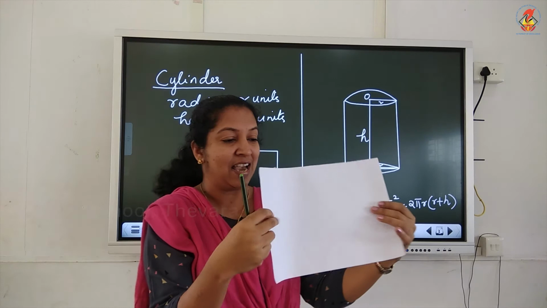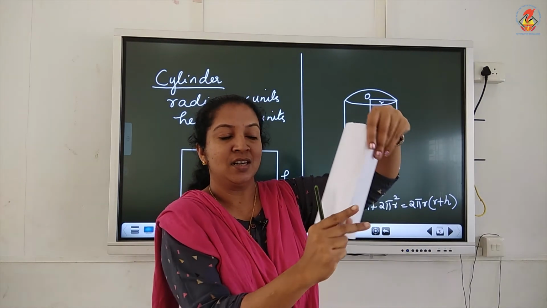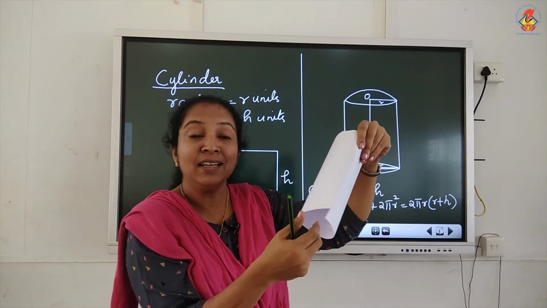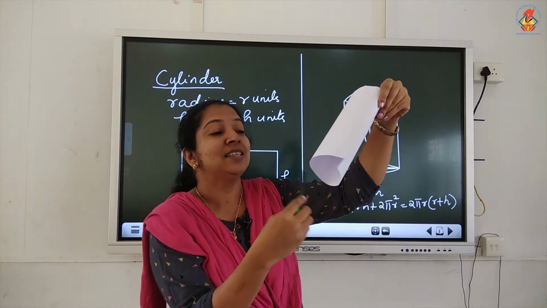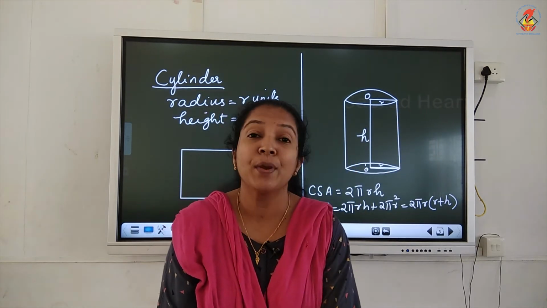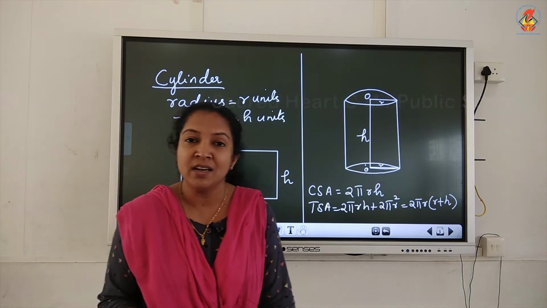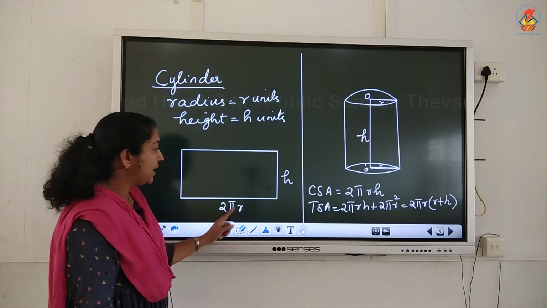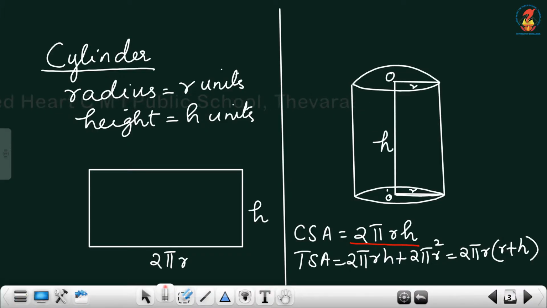We are getting a rectangle in which, what about the breadth? Breadth is actually the height of the cylinder, and this part is actually the circumference of the circle. So, we are getting a rectangle in which one side is 2 pi r and other side is h. So, what is the area of this? CSA is equal to 2 pi rh.